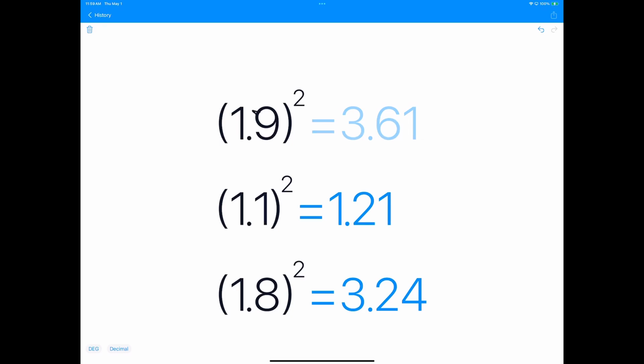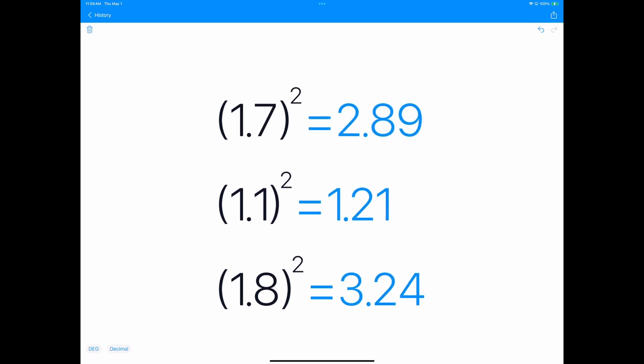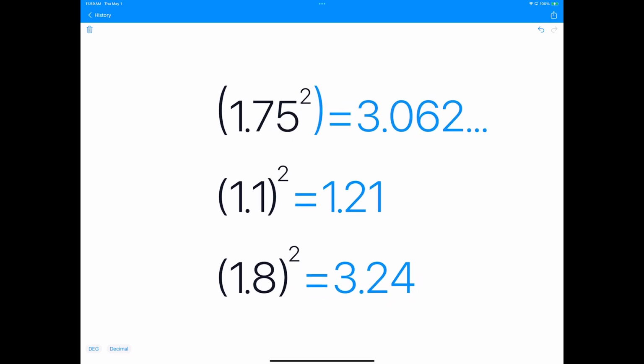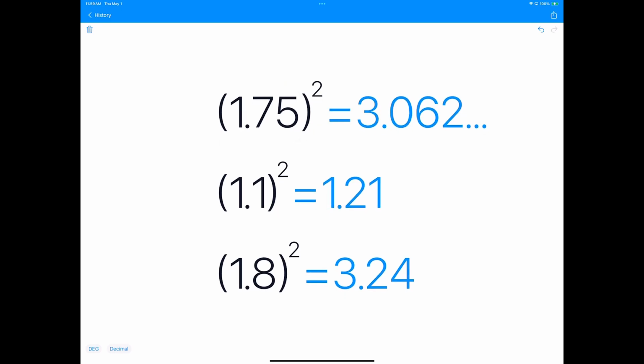So let's go with 1.7 here. 2.89. See how it's getting closer? And then this would be maybe 1.75. There you go. So 1.75 squared is about 3 point something, etc. So it's closer to 2, like we said. The better answer would be 1.75. And of course, we're squaring that one.